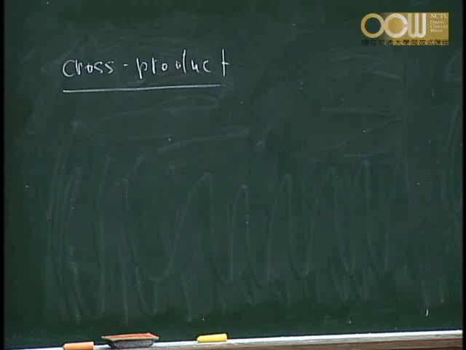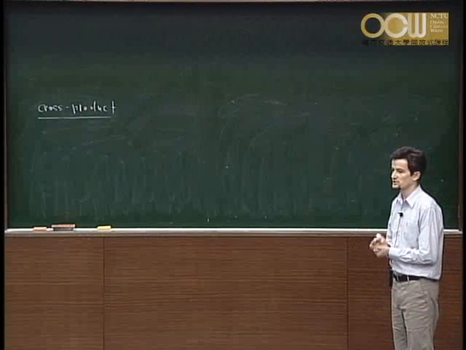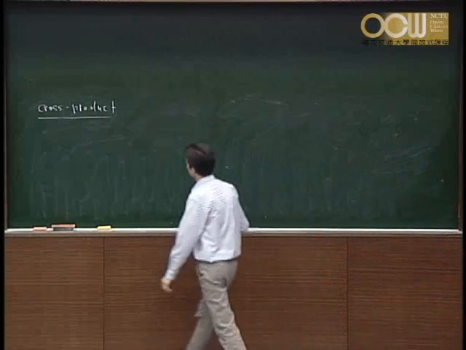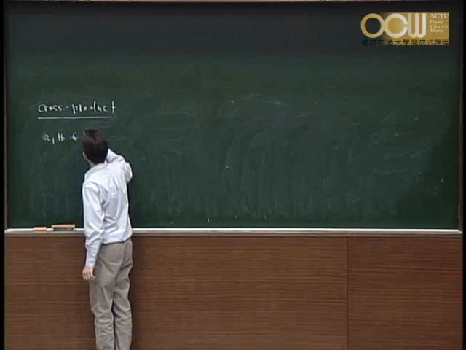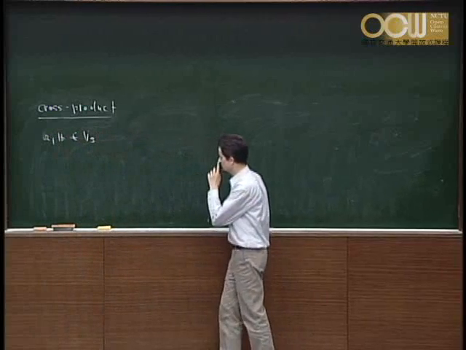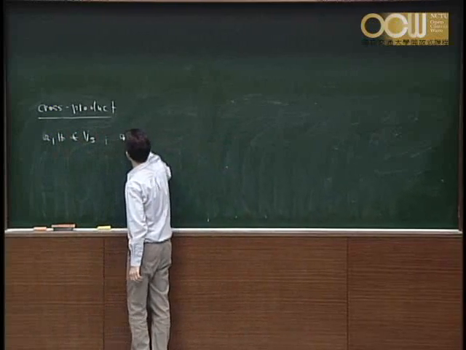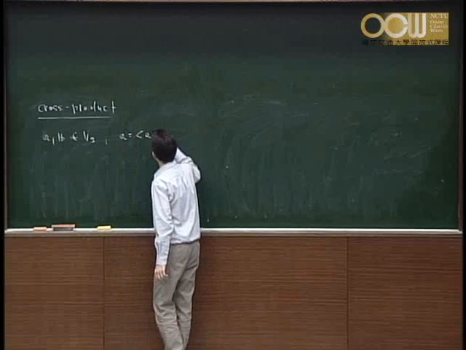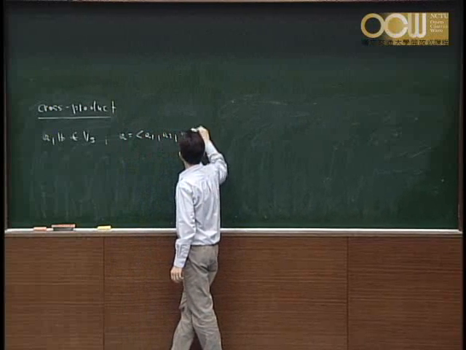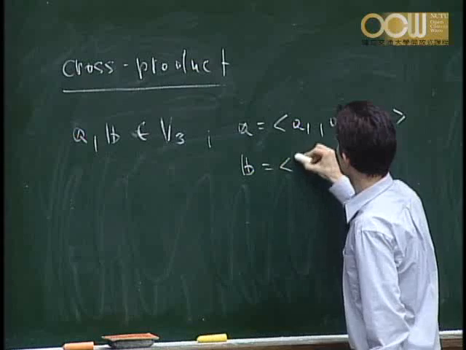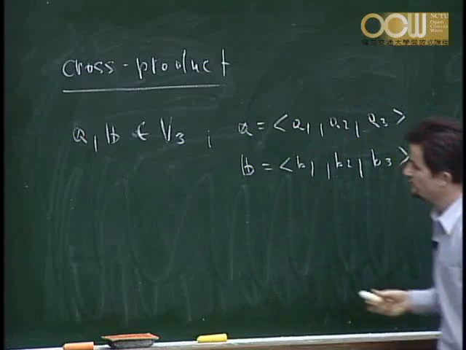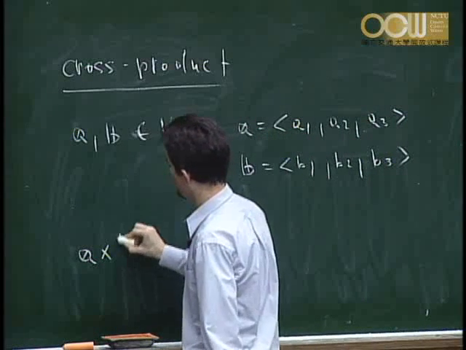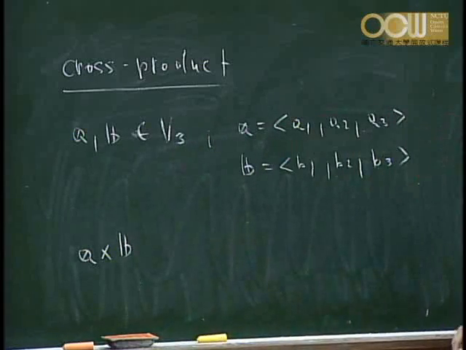Okay, and the cross product is something which only exists in the three-dimensional space. So what you have is two vectors A and B in the three-dimensional vector space over the real numbers. You again introduce coordinates. So let's say the coordinates of A are A1, A2, A3, and of B are B1, B2, B3. Now, one way to define the cross product is just, okay, we say that the cross product is the following vector. This is how we denote it.